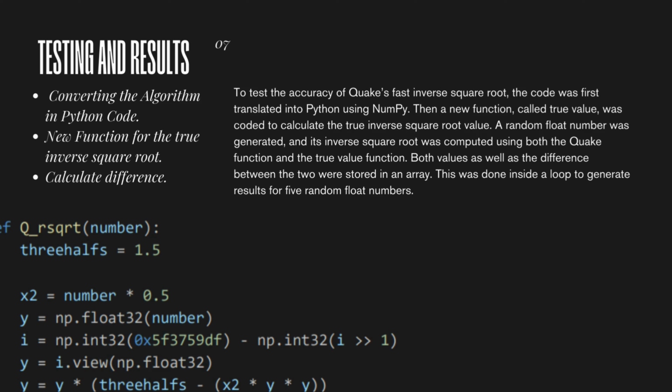Then a new function called TrueValue was coded to calculate the true inverse square root value, and then a random float number was generated and its inverse square root was computed using both the Quake function and the TrueValue function. After computing both values, the difference between the two was stored in an array, which was done inside a loop to generate results for 5 random float numbers.